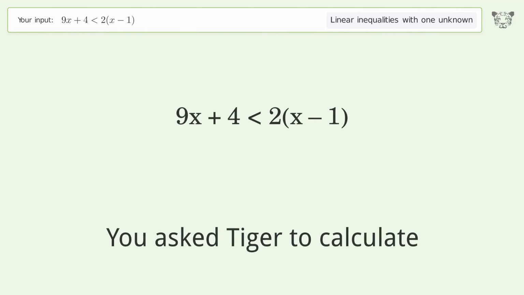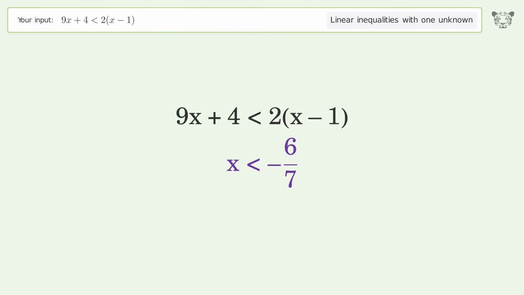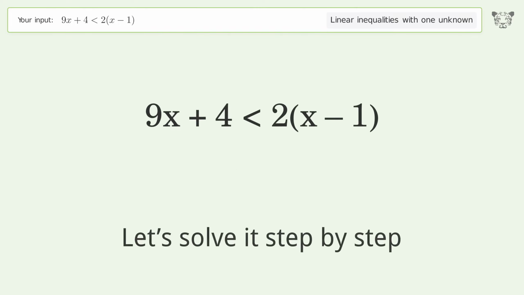You ask Tiger to calculate. This deals with linear inequalities with one unknown. The final result is x smaller than -6/7. Let's solve it step by step.